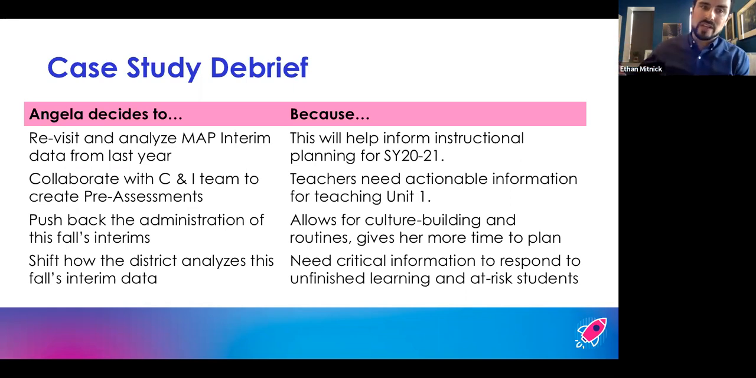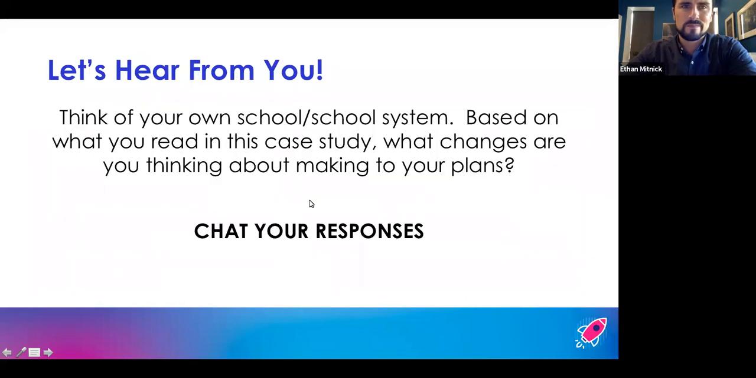We may, for example, have students on site in the school and then have to go through a school closure process again. She also decides to shift the way in which they analyze this fall's interim data. She's really looking for information that's going to inform instructional planning, addressing unfinished learning, and our at-risk students. So lots of changes. We can leverage these tools and resources, but she's really thinking about making some adjustments this year because of the unique situation we find ourselves in.